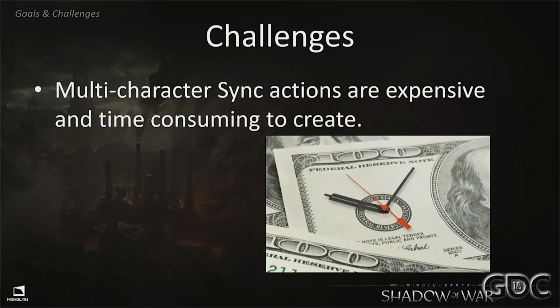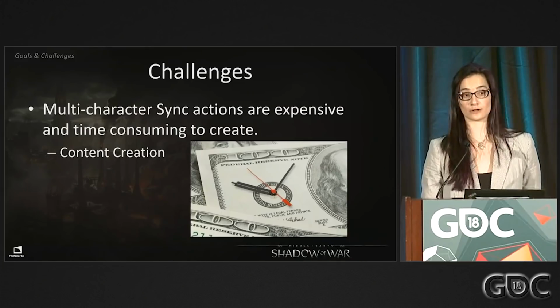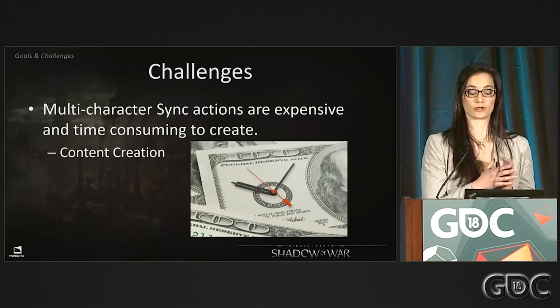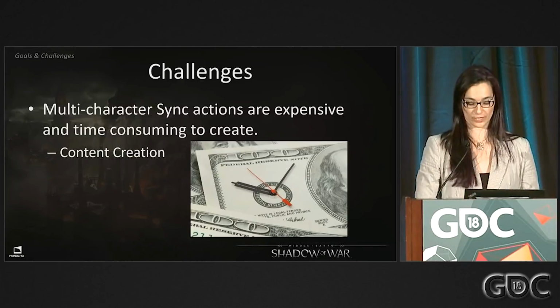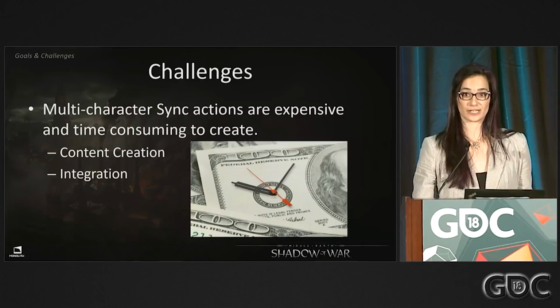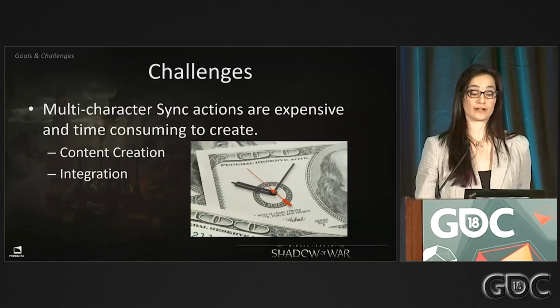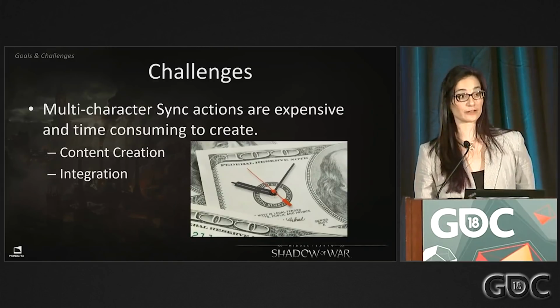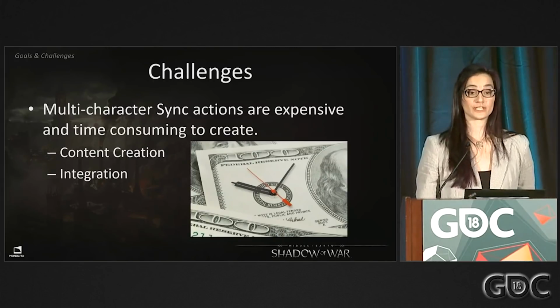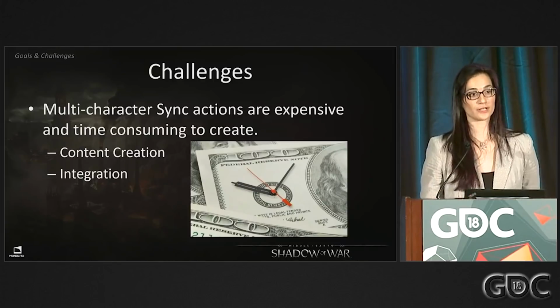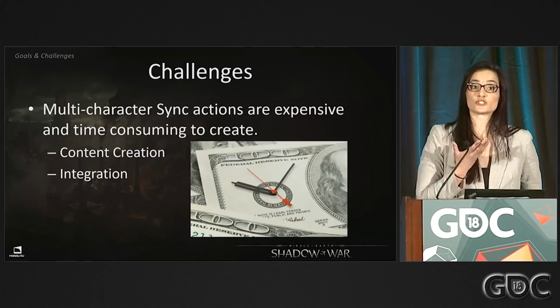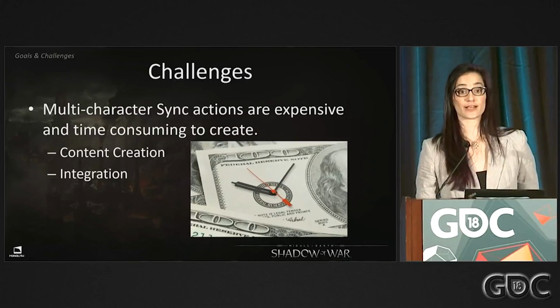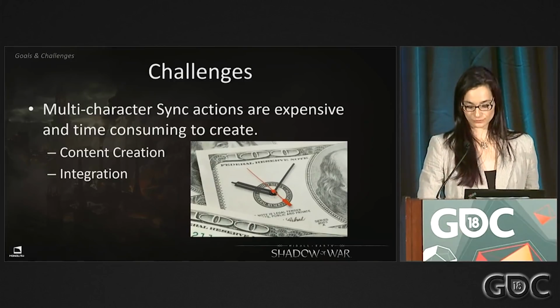The multi-character combat sync actions are expensive and time-consuming to create. From a content creation standpoint, it's understandably going to take a lot longer to animate those two characters struggling against each other than that basic swing. From an integration standpoint, it's going to be a lot more intense on everybody down the pipe too: the designers to integrate it, the camera team to present that animation, the audio team to really accentuate that moment, and the effects team to make all that custom effects.